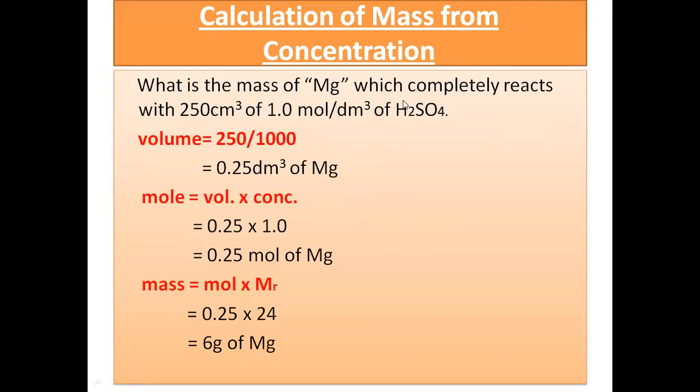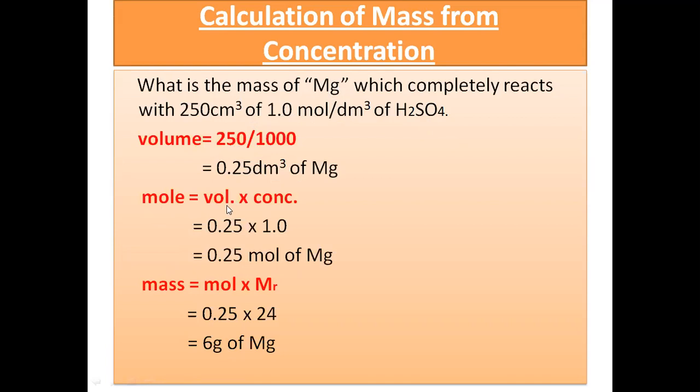What is the mass of magnesium which completely reacts with 250 centimeter cube of 1 mole per decimeter cube of sulfuric acid? As one mole of each material is required, 1 mole of magnesium and 1 mole of sulfuric acid are reacted. So with the help of the data given for sulfuric acid, we will find the mass of magnesium. Now the volume of sulfuric acid is given, 250 centimeter cube. We will change it into decimeter cube by dividing by 1000. So 0.25 decimeter cube is the volume of sulfuric acid.